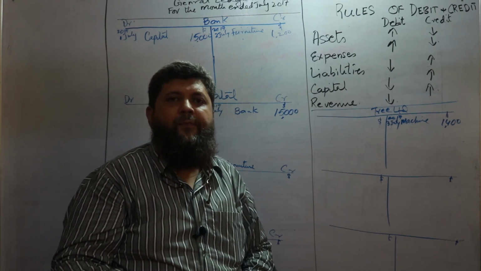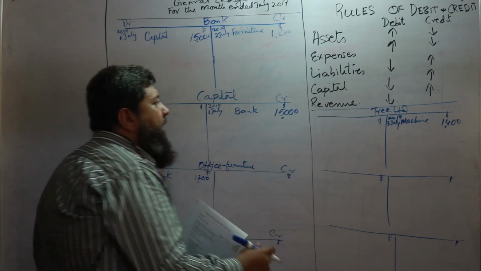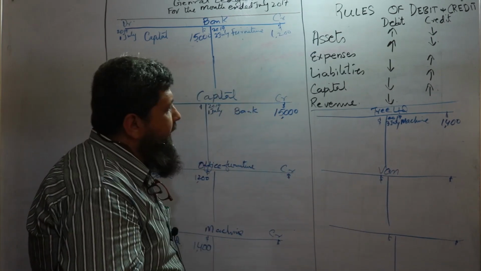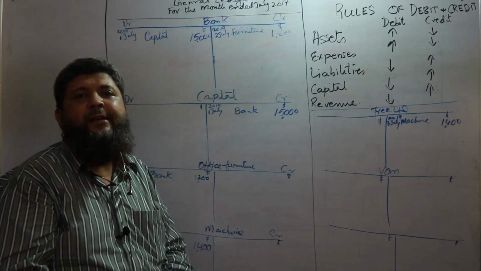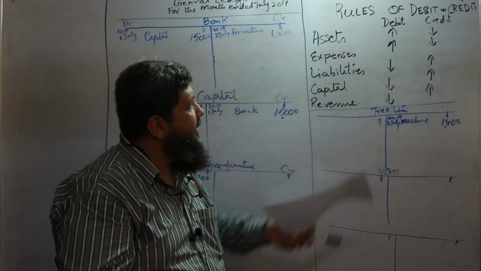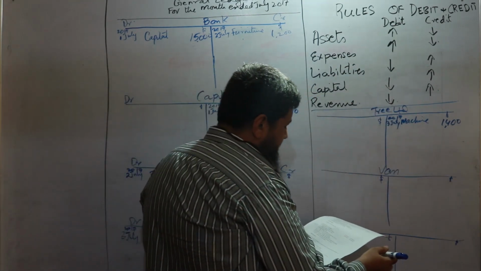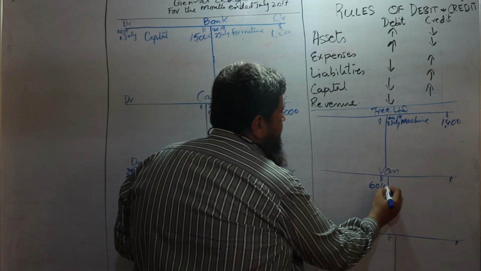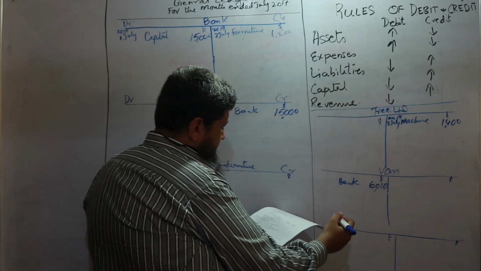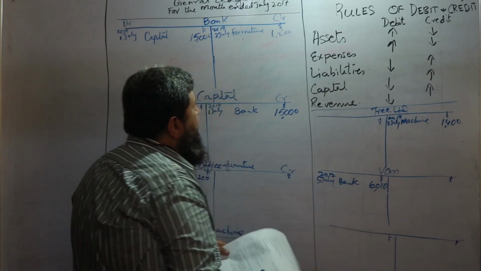Van is an asset for the business. Assets, whenever they increase, should be posted on the debit side. We will open an account of van. We opened an account of van. Van is an asset and assets whenever they increase should be posted on the debit side. The rules of debit and credit are written. We have bought the van for 6,010. Van debit and bank credit on 5th of July 2017.